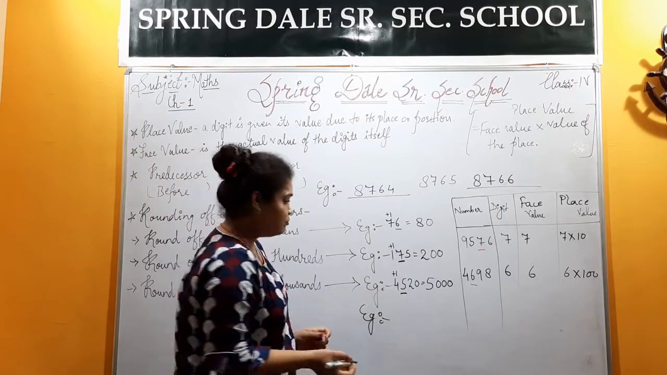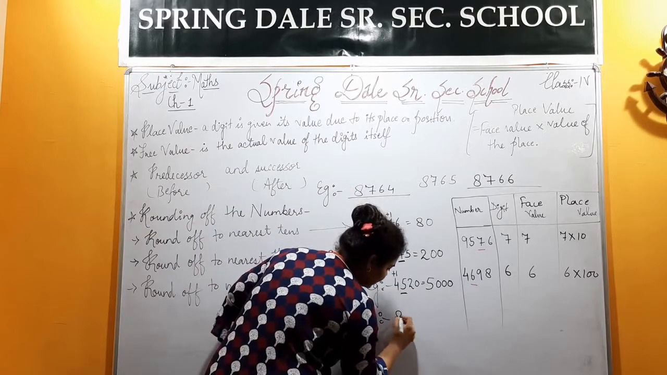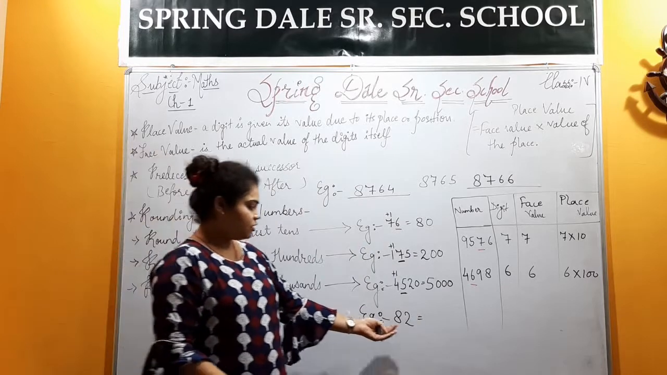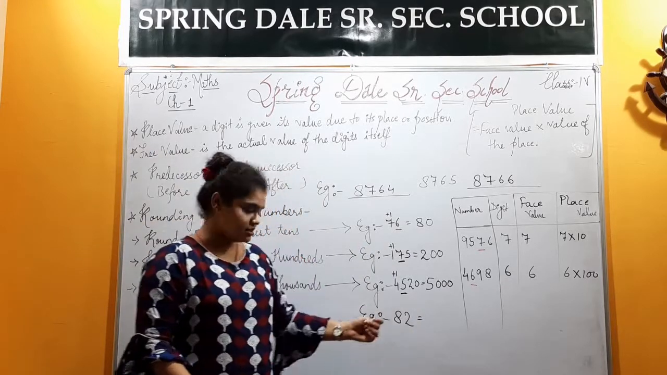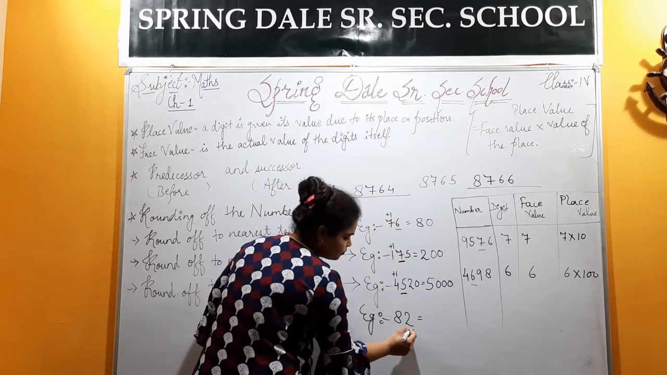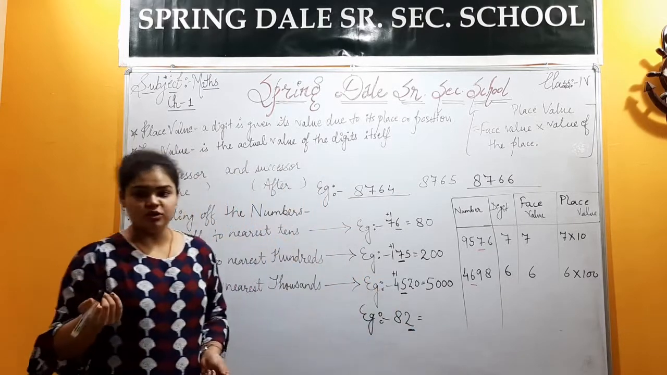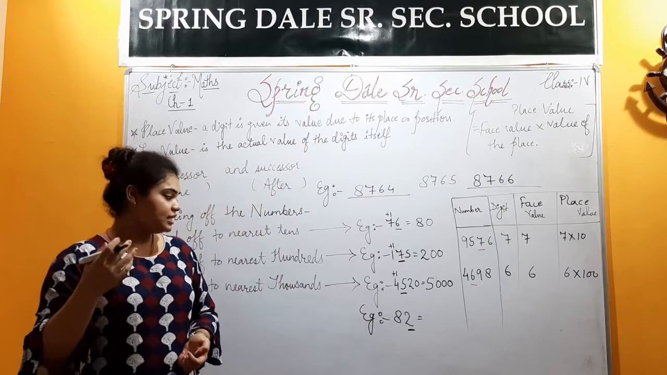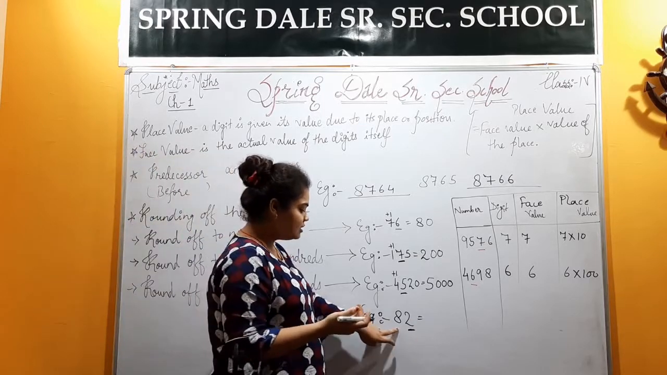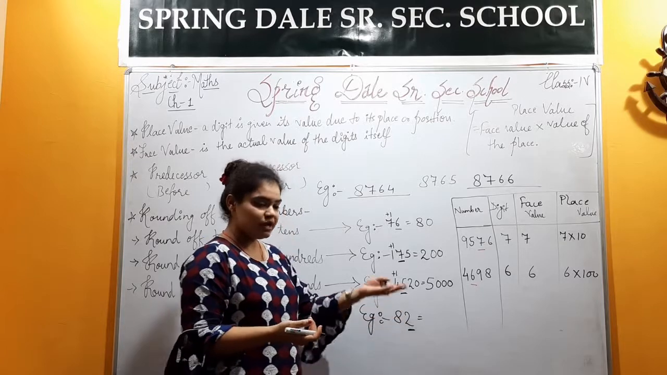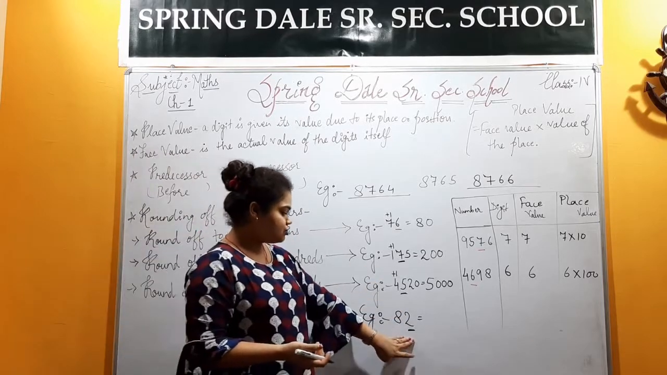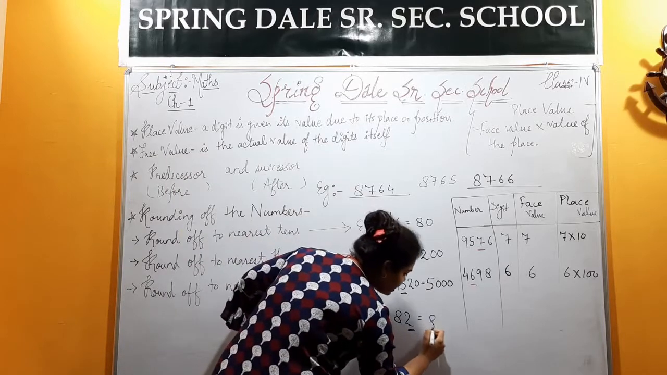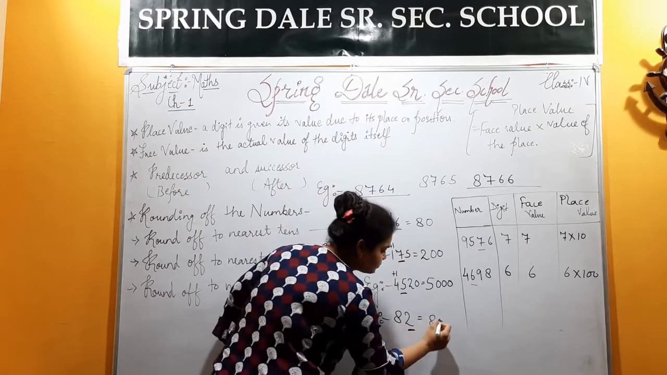If we have a number that is 82, how will we round off this number to the nearest tens? Here it is 2, and I have already told you that if the digit is 5 or more than 5, we add one to the previous digit. But here it is 2 and here it is 8, so we will simply write this 8 as it is and this 2 will become 0.